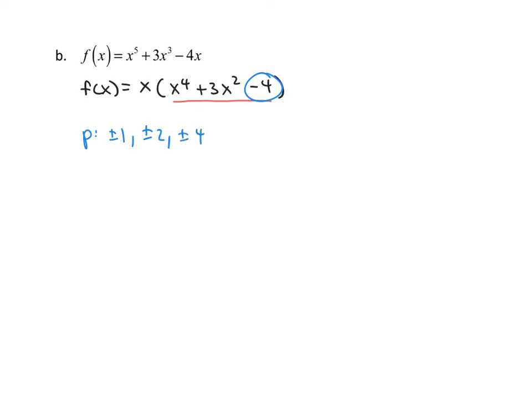Q is going to be the integer factors of 1, the leading coefficient. So Q in this case is plus or minus 1. And all of our P over Q combinations are going to be plus or minus 1, plus or minus 2, and plus or minus 4. So I'm going to test them until I find one that works.